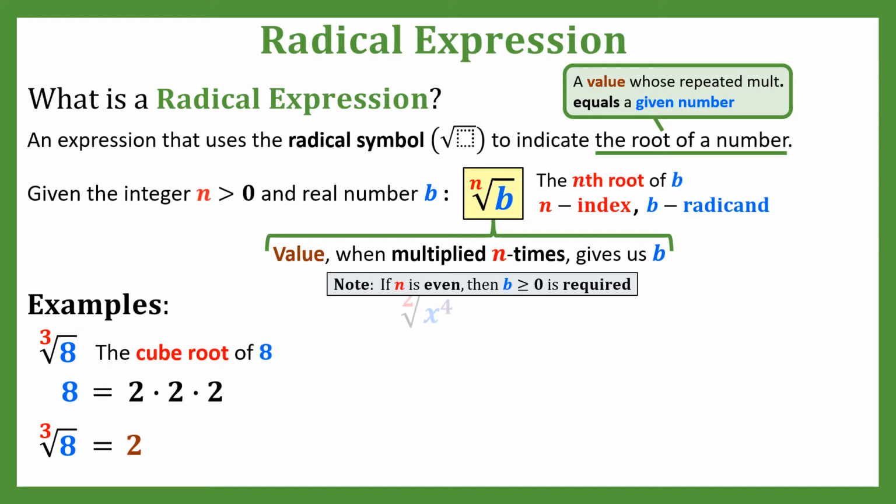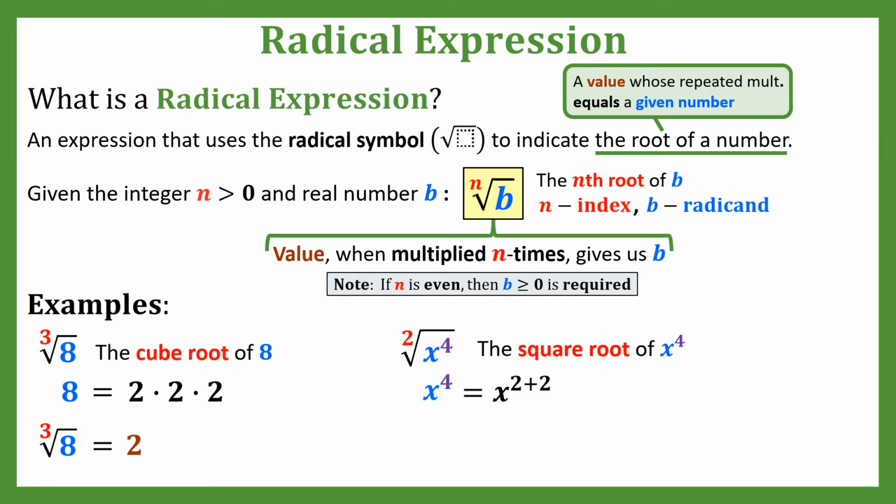Let's look at another example. In the second example, we have the square root of x to the power of 4. To evaluate, we need to find a quantity that when multiplied 2 times gives us x to the power of 4. So let's look at x to the power of 4.